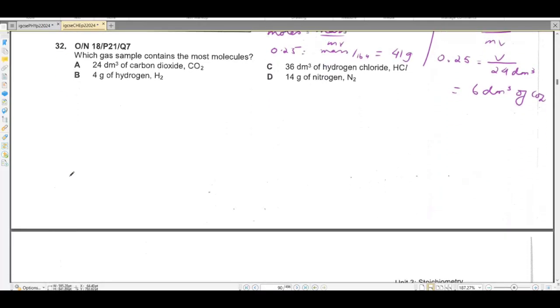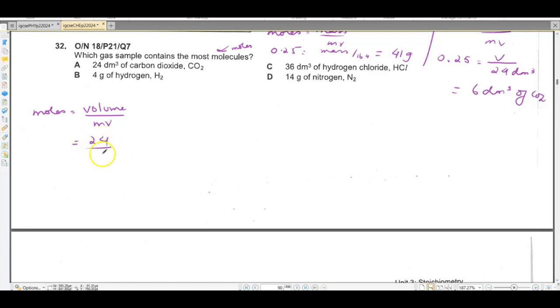Question number 32. Which gas sample contains the most molecules? Again, number of molecules and number of moles are directly proportional. So now we need to find the number of moles of each of the samples in order to see which has the greatest number of molecules. Okay. So for the first one, 24 decimeter cubes of carbon dioxide, we have the volume. So we can find the moles with the formula moles is equal to volume by molar volume.